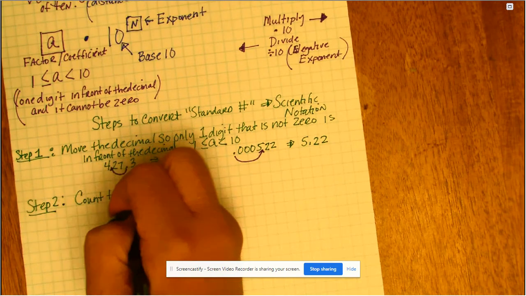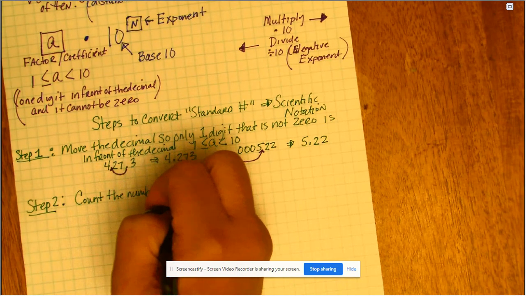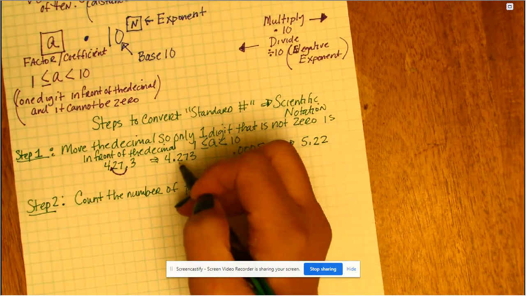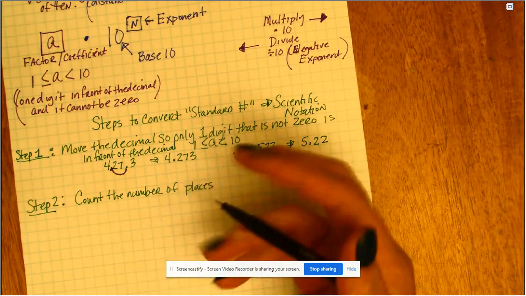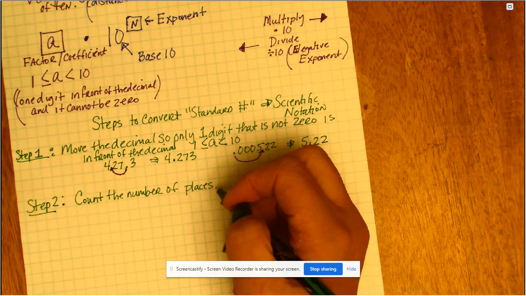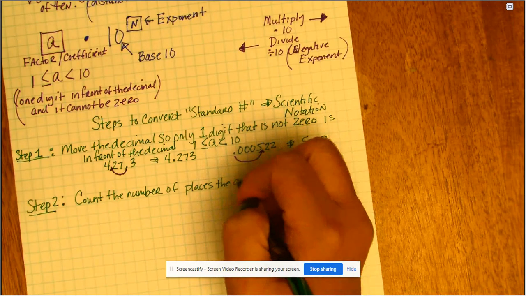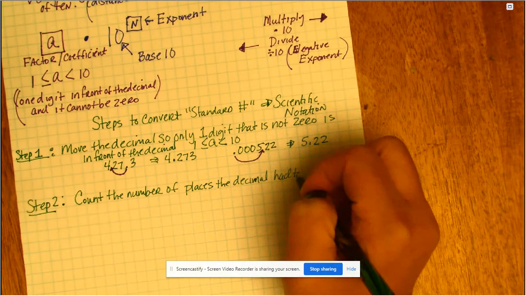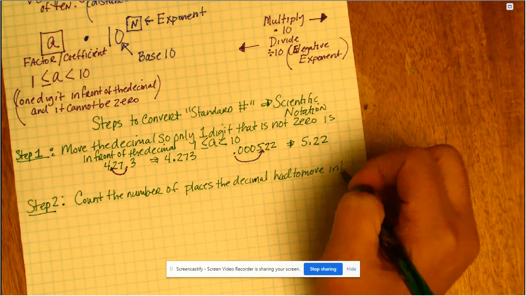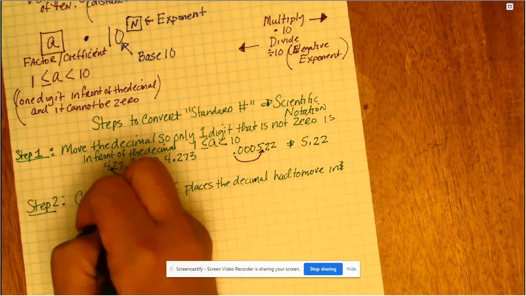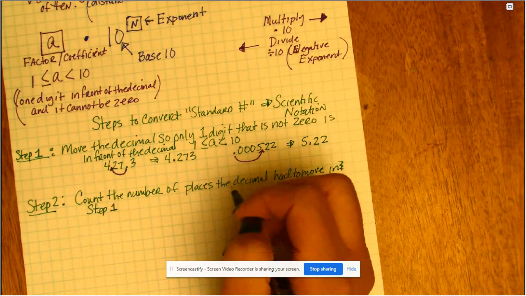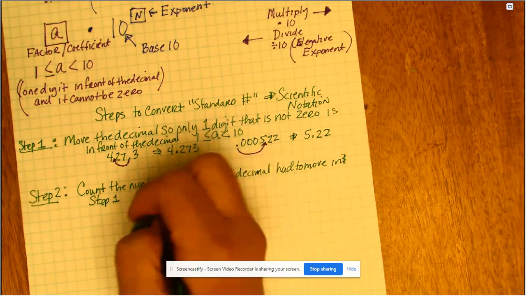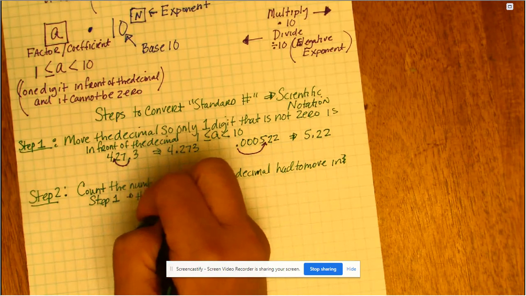Count the number of places. We call it places because place value is every digit in a number has a particular place value, a particular order. Count the number of places the decimal had to move in step 1. Okay, this becomes our exponent.